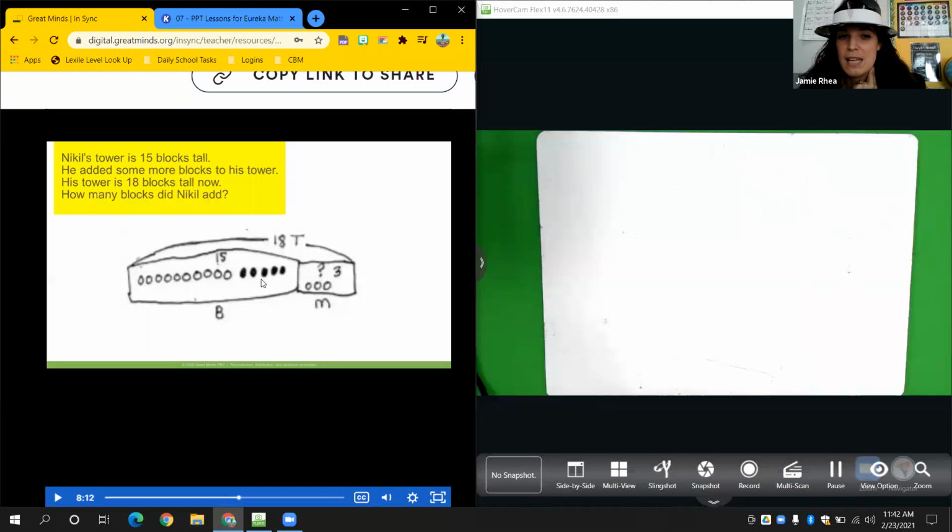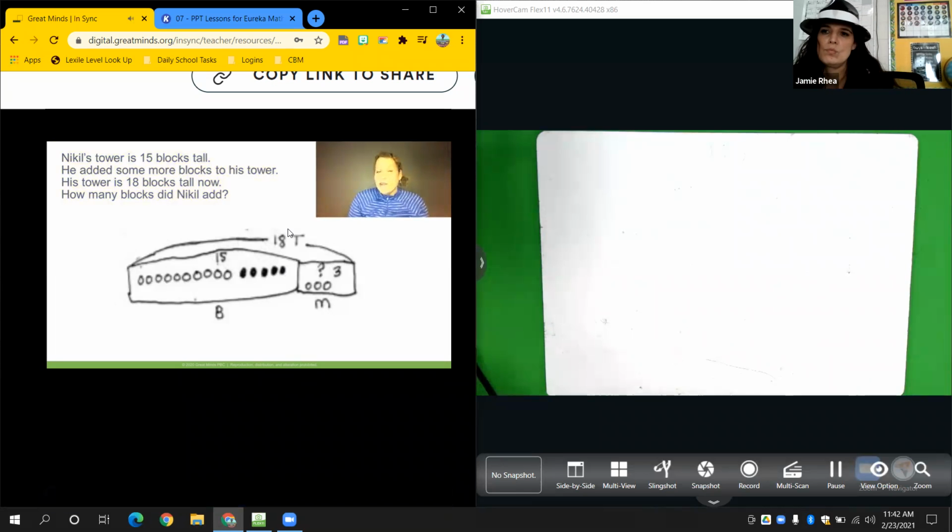So we have 15 plus some more. So here's our 2 parts so far. Then it says his tower is 18 blocks tall now. So once he added those 2 numbers together, he got a total of 18. And here we see the total is 18. And how many blocks did he add? We know that he added 3 because 15 plus 3 equals 18.